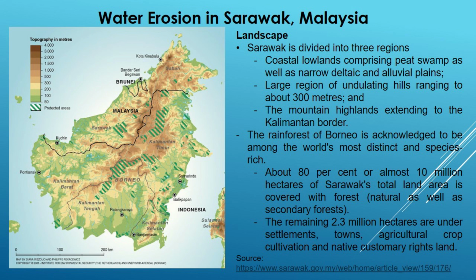In terms of the landscape of Sarawak, it can be divided into three regions. First is the coastal lowland, then the large region, and then the mountain highland. The coastal lowland comprises the peat swamp as well as the narrow deltaic and alluvial plains. The large region is of undulating hills ranging from above 300 meters, and the mountain highland extends to the Kalimantan border. The rainforest of Borneo is alleged to be among the world's most species rich. About 80% of the total area of Sarawak is covered with forest, and the remaining area is under shifting agriculture, crop cultivation, and native customary lands.